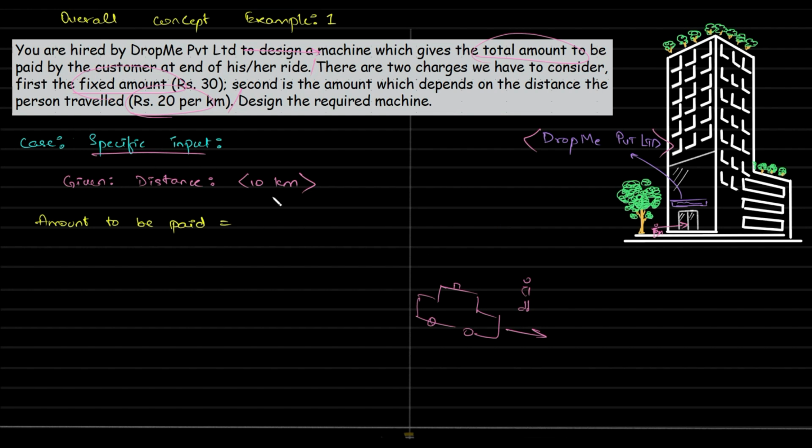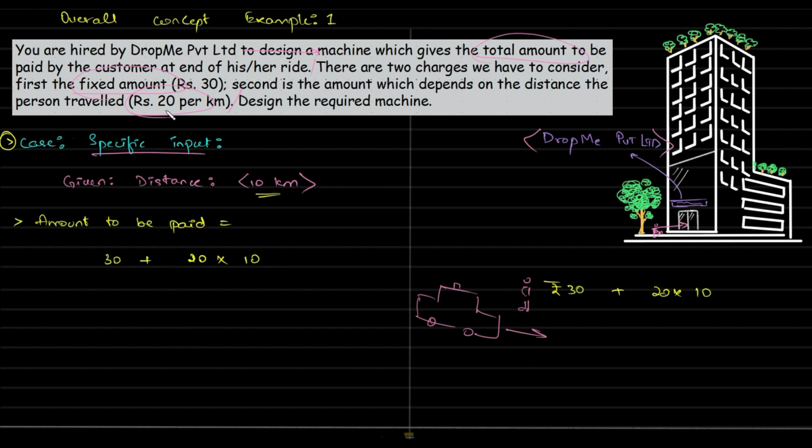So we're looking at a person traveling 10 kilometers. Okay. So the amount that the person has to pay, let's figure that out. See, by default, this person has to pay 30 rupees. Okay. And 20 rupees depending on the distance they travel. In this case, they're traveling 10 kilometers. Right. So we have 30 plus 20 rupees per kilometer. So for 10 kilometers, it is 20 into 10. Is it not?